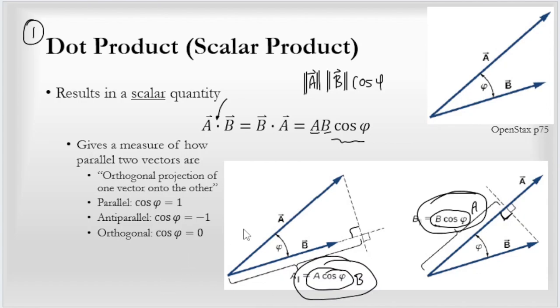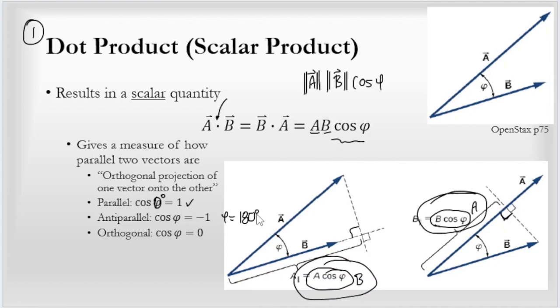So why do we use the dot product? It is a measure of how parallel two vectors are. If there is an angle of 0 degrees between them, I get cosine 0 degrees, which is 1. That's the maximum value the dot product can be, when there's no angle between them. If they're anti-parallel, then the angle is 180 degrees, and the cosine of 180 degrees is -1.